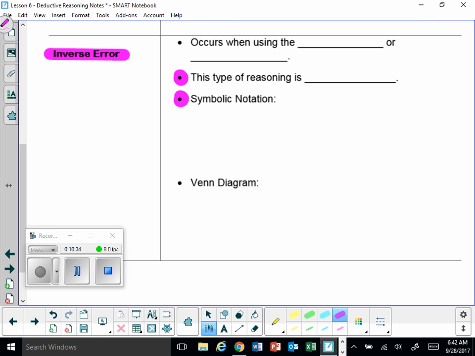Aren't those two logically equivalent to each other? Kind of makes sense. The conditional and the contrapositive were both valid. The converse and the inverse both produce errors. So the logically equivalent statements go together in deductive reasoning. That's an important note to make to yourself. This one also occurs when you're using the law of detachment or the law of syllogism, and it is invalid.